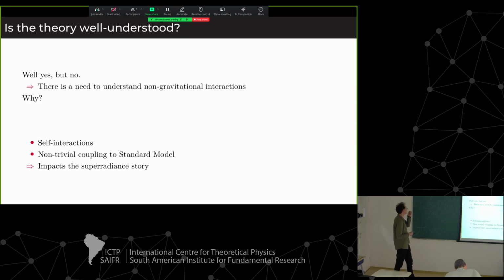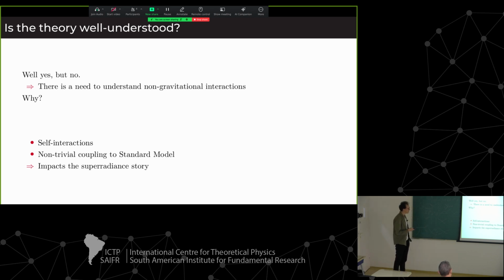Okay, so we might conclude from this that the theory is well understood, so what's actually left to do for the theorists? To that, you can answer: we kind of understand the theory, but also not really. The reason I say not really is things like self-interactions. The axion, at least the QCD axion, is well motivated through the strong CP problem, and the QCD axion has some self-interactions, which we know by construction.